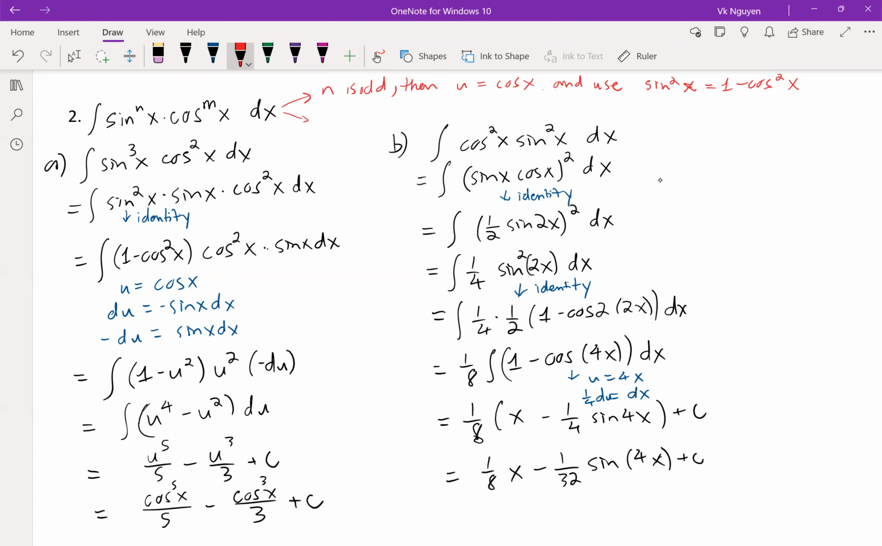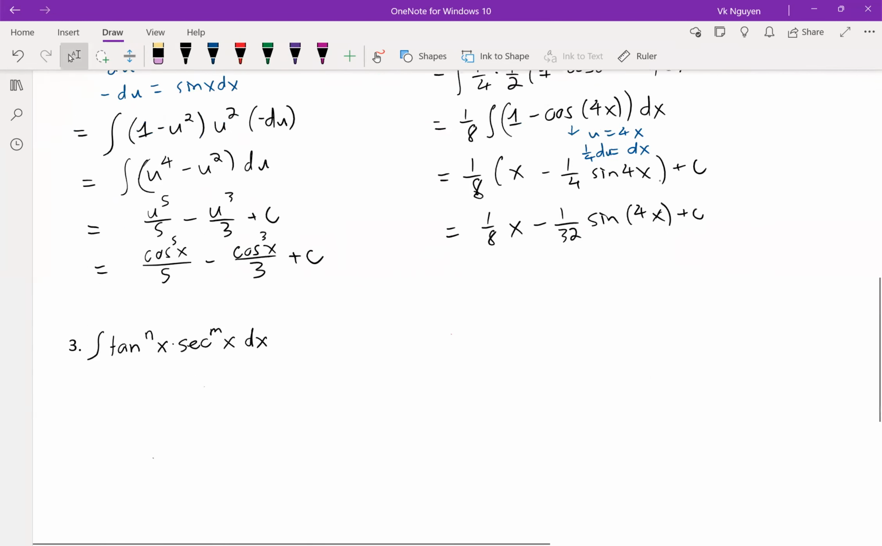The other case is if m is odd, then u is sine x, and we're going to use the identity cosine square x equal to 1 minus sine square x.